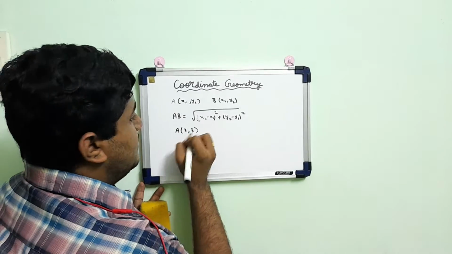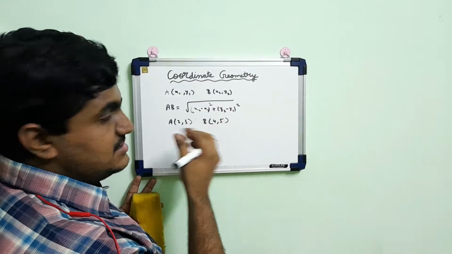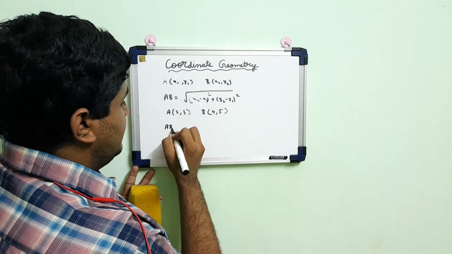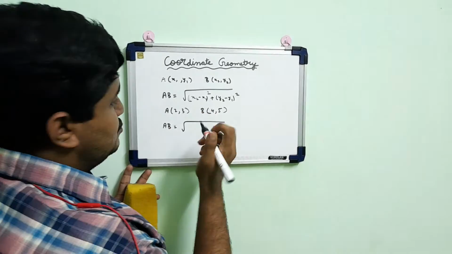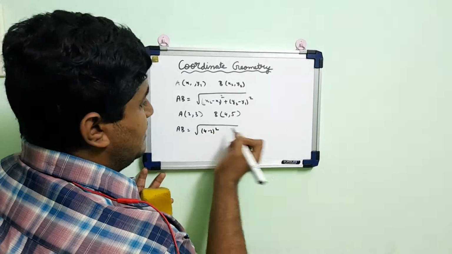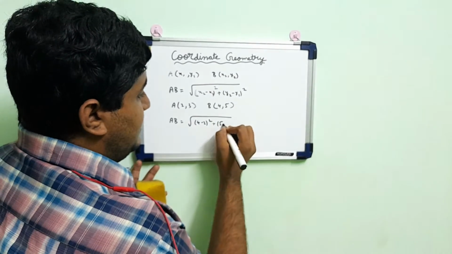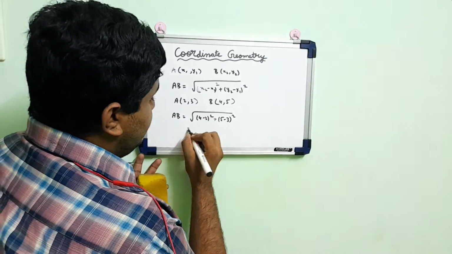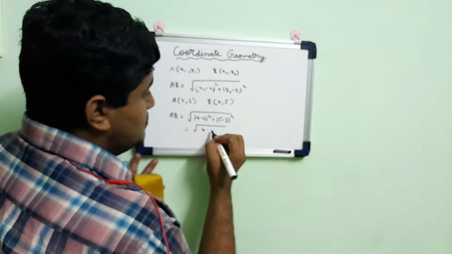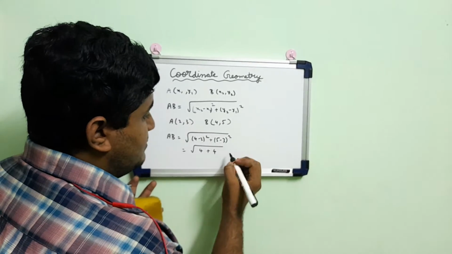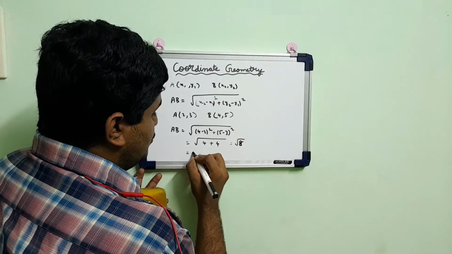Now we will take a sample example and check the distance. Let us say A is 2 comma 3 and B is 4 comma 5. We will find the distance by substituting the values in the formula. So (4 minus 2) the whole square plus (5 minus 3) the whole square. By solving, both give 2. So squaring 2 is 4. So 4 plus 4 we get as root 8. So root 8 we can write as 2 root 2.